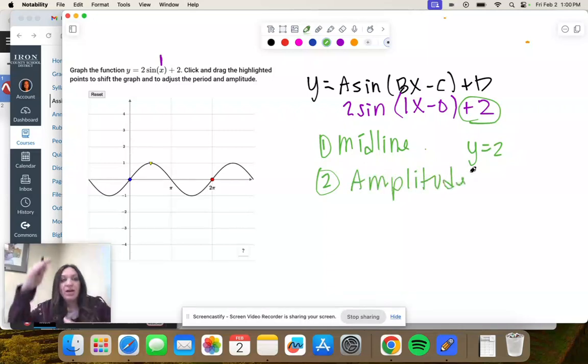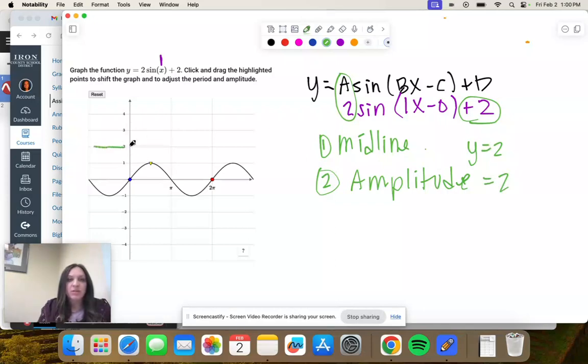And that's how high the graph goes. And that's at 2 as well. So we want to go above the midline 2 and below the midline 2. So we're going to move this up to 2. That's our midline. And then the amplitude, we're going to make sure the graph goes up to 4 and down to 0. So it's 2 above, 2 below the midline.